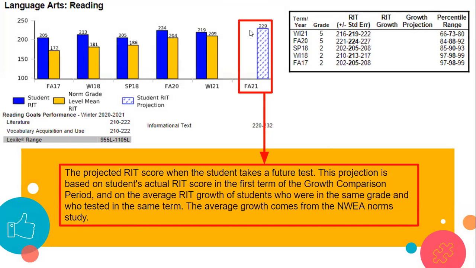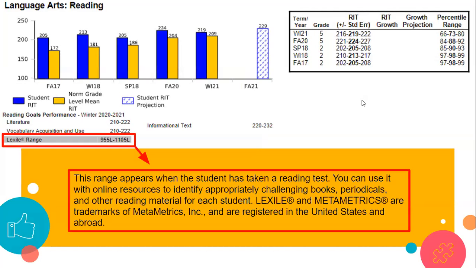So if you look right here, this is the projected RIT score. And that is if your student continues to grow at the same pace that your student has been growing, this is what we expect will be your student's next score. Obviously, that can change based on many factors in their educational development, in their personal lives, etc. But this is just where we think your student is going.